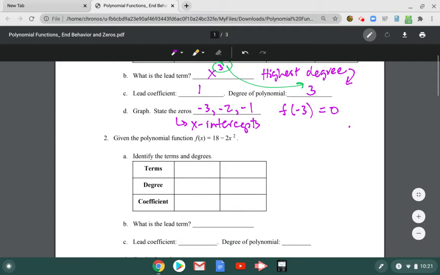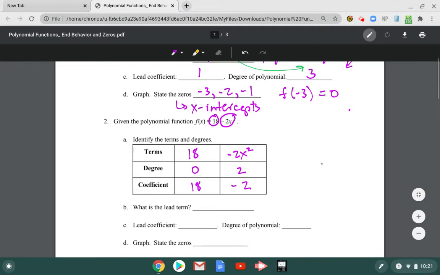In our next example, we've got two terms, but again, those terms are separated by their signs, and the signs stay with the term. So my terms are 18 and -2x squared. The degree is the number of x's being multiplied. Well, there are none in 18. And for -2x squared, there are 2. That's the power on the x. The coefficient for the constant term is just the number. And it's going to be the number multiplied out in front for the -2x squared.